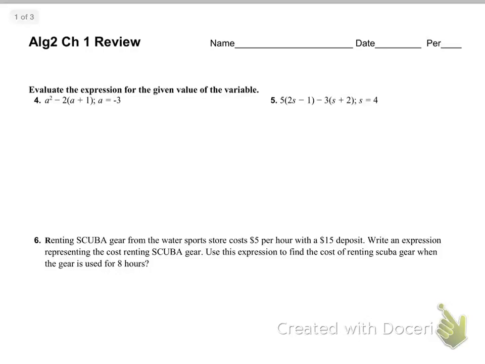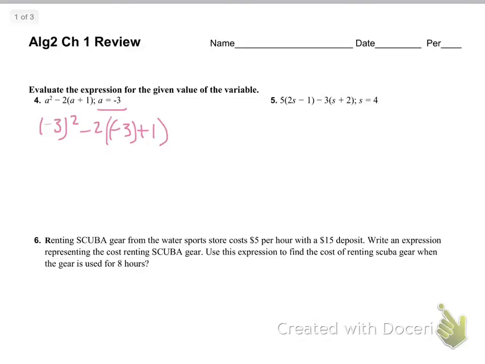So this video is going to be doing the review sheet. Okay, so my first question says evaluate the expression for the given value of the variable. So I got a equaling -3. So every time I take an a out and replace it with -3, I always have parentheses. Okay, so I do my order of operations.